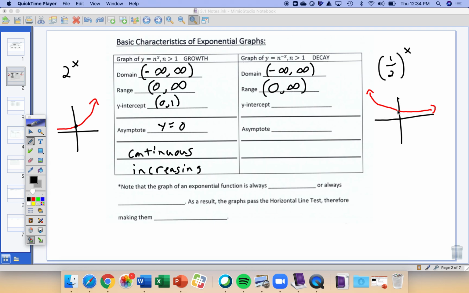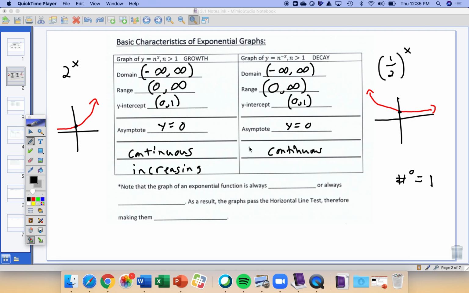The y-intercept, which is this point right here, is when the x value is 0. Now remember, if I have a number and I raise it to the 0 power, it's always going to be 1. So if I input 0 in for x, I get a y value of 1. That's why it is (0, 1). I do have a horizontal asymptote with exponential functions, and for the parent function it is y equals 0. This function is also continuous, just like the growth function.